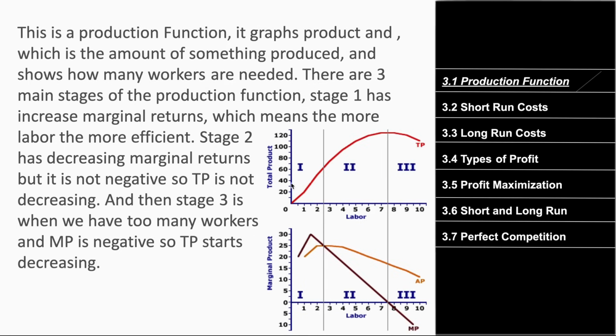Now there are 3 different stages of the production function: Stage 1, Stage 2, and Stage 3. In Stage 1, marginal returns are increasing and it's positive. So you see total product, which is just how much a business can produce in total. So in Stage 1, we see it increasing, right? In Stage 2, we see it increase. It's positive, but it's increasing at a decreasing rate. In Stage 3, it's actually negative.